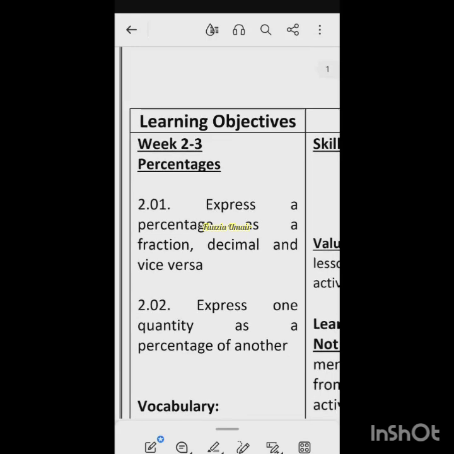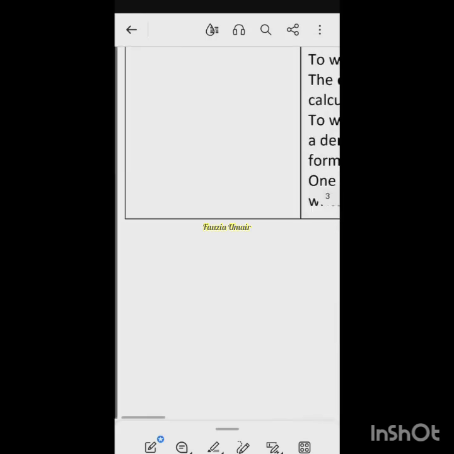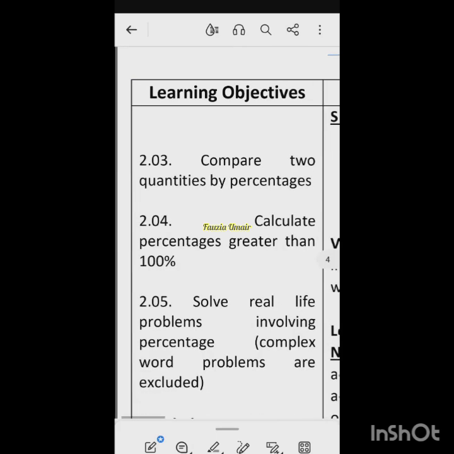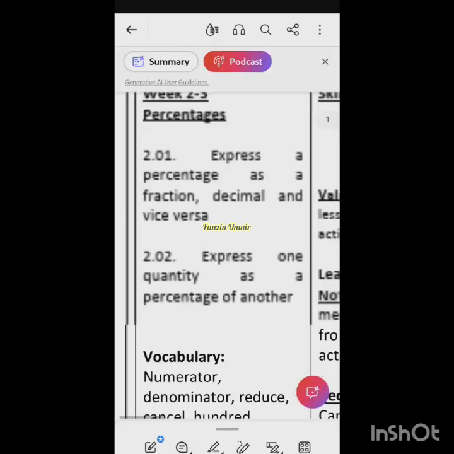So this is the second chapter, percentage. I hope you can see the screen. Can you see the screen, Ambrish? Yes, ma'am. Yes, ma'am. All right. So this is a 2 week chapter.